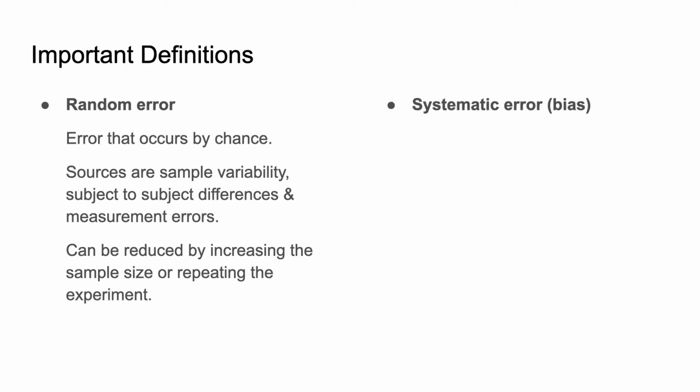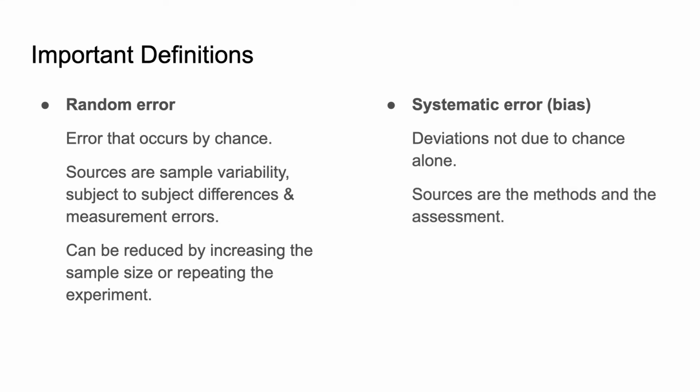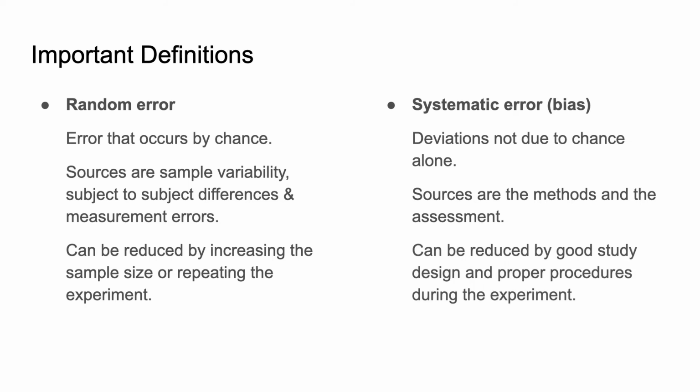But systematic error or bias is deviations that are not due to chance alone. So this could come from methods and the assessments. For example, if we have a scale that consistently adds 2 kilograms for all measurements, we are deviating from the true value, but we are deviating not due to chance, but consistently due to a bias. That is a kind of systematic error. And we can reduce this error by good study design and proper procedures during the experiment.